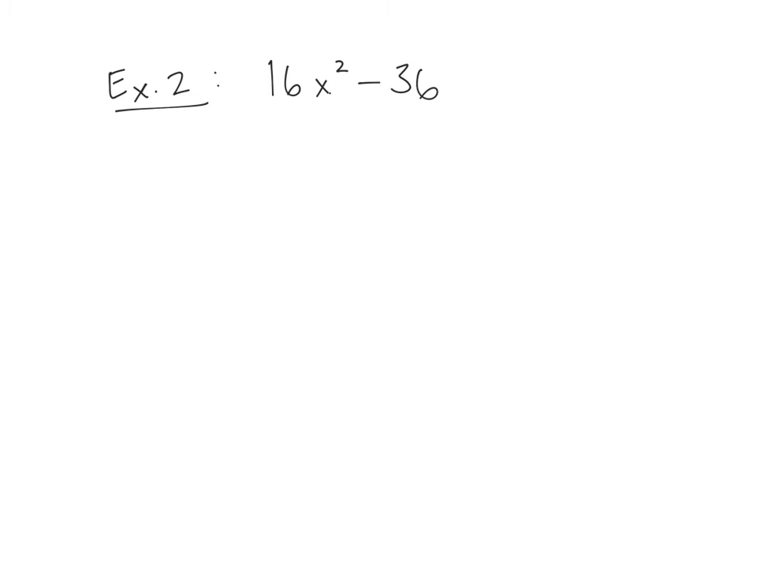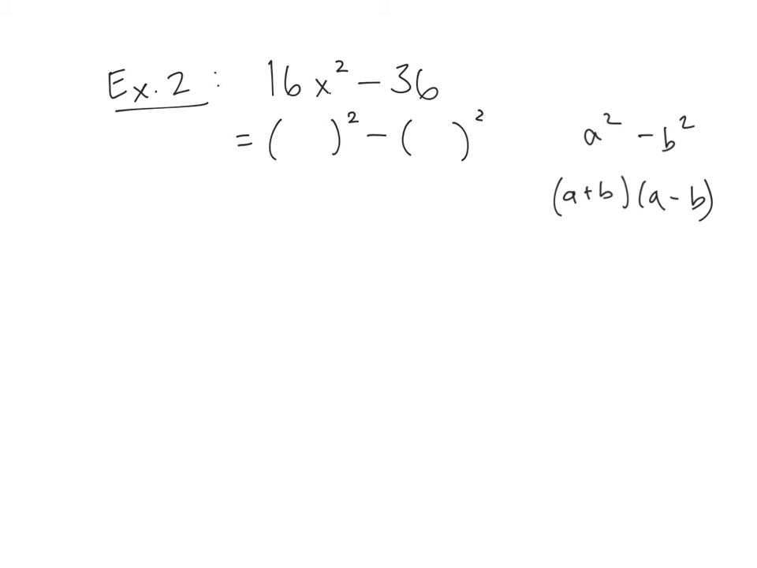All right, so we're going to try another one here, 16x squared minus 36. And for this one, I don't just have an x squared at first, right? So I'm going to have to rewrite both of these parts as something squared. So I'm going to want to write it as something squared minus something squared. That's always what I want to do. And then once I have an a squared minus b squared, I can rewrite it as a plus b times a minus b. So let's start with 16x squared.